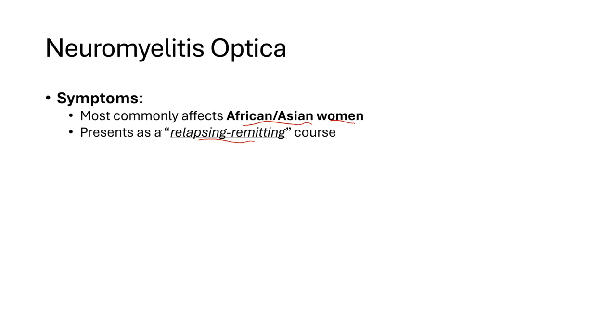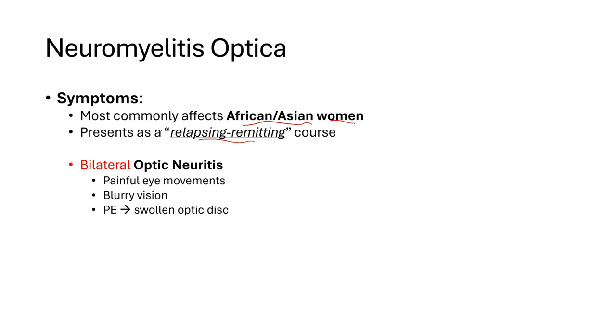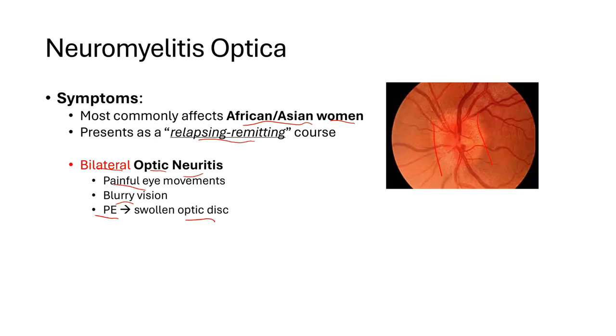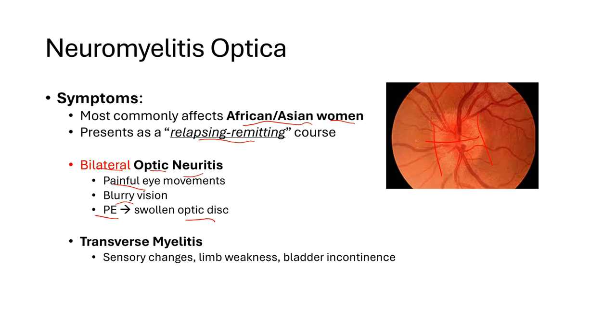NMO, we already know, is going to be due to inflammation of the optic nerves and of the spinal cord. Optic nerve inflammation, also known as optic neuritis, will be bilateral because the autoantibodies affect the aquaporin channels on both optic nerves. This will result in bilateral painful eye movements, blurry vision, and on physical exam, you may have a swollen optic disc, noted here. See how large that diameter is for that optic disc? That implies that this may be optic neuritis. You can also see transverse myelitis or inflammation of the spinal cord resulting in sensory changes, limb weakness, or even urinary incontinence.